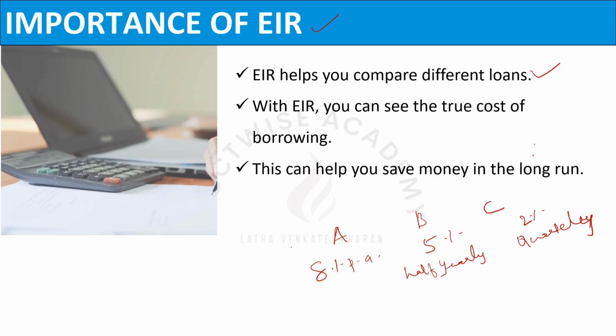So EIR helps you to compare these three banks and to go for the bank which is offering you interest at a lower rate. With EIR you can see the true cost of borrowing. So what you are going to compare with bank A, bank B and bank C is the true cost of borrowing. Whichever bank offers you the lesser cost of borrowing, you are going to take the loan from that bank. That is obvious, no? So EIR helps you to save money in the long run. Obviously, we save money when we go for the loan with the bank offering the lower interest rate.